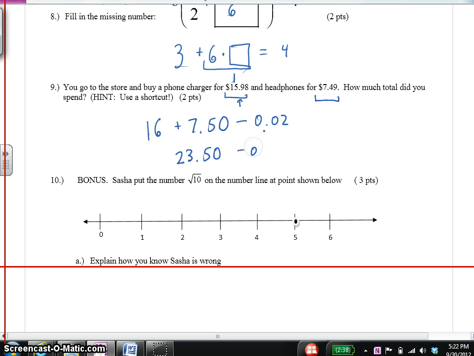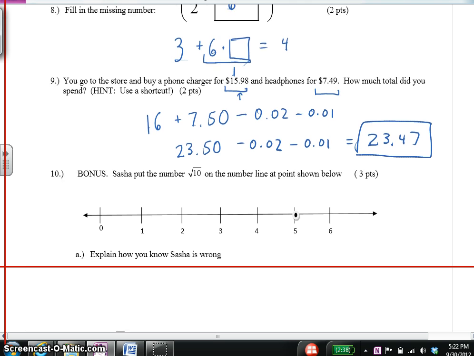And I have to then subtract out the 2 cents that we were short of 16 here, and the 1 cent that we were short of 7.50. So this is 23.50 minus 2 cents minus 1 cent, that's minus 3 cents, 23.47. Okay? Try to use the shortcuts. Makes your life easier. If we line those numbers up, it's easy to make a mistake.